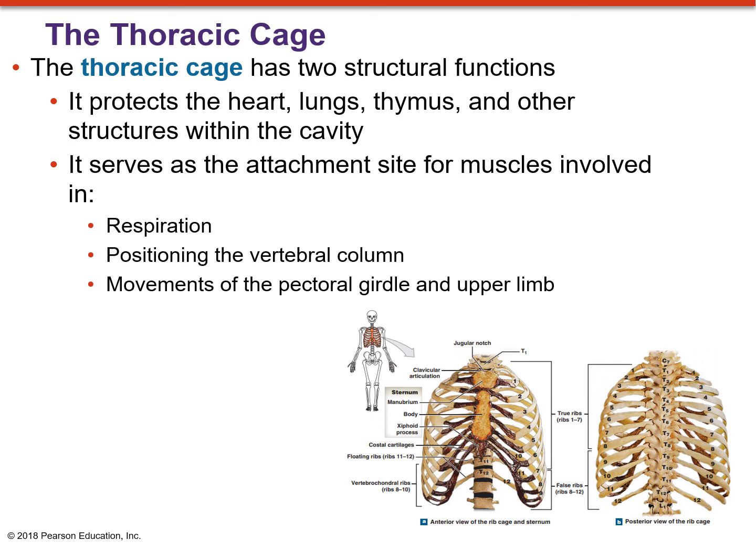Okay, and so the thoracic cage serves two functions. It protects the heart, lungs, thymus, and other structures in the thoracic cavity. And it also serves as an attachment point for muscles involved in respiration, involved in positioning of the vertebral column and movements of the pectoral girdle and the upper limbs.